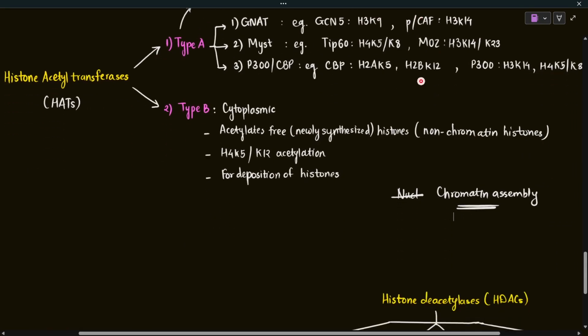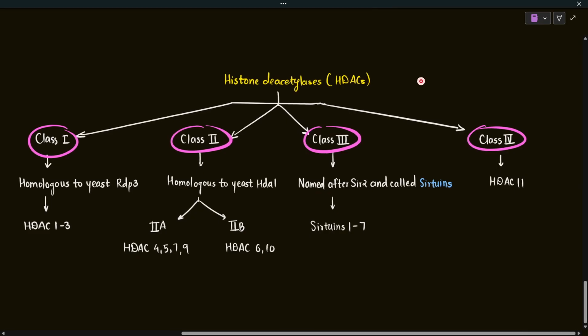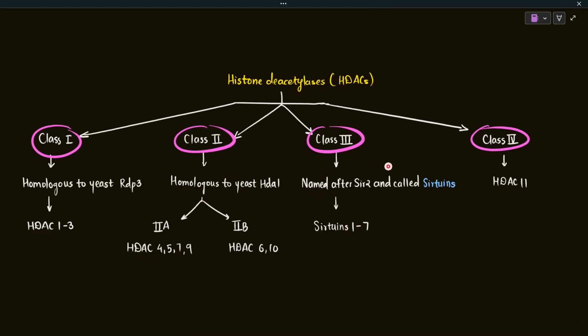Now let's take a look at histone deacetylases. There are different classes of histone deacetylases, the four classes: class 1, 2, 3, and 4. Class 1 is homologous to yeast RPD3, while class 2 is homologous to yeast HDA1. Class 4 has HDAC 11. Class 1 has HDAC 1, 2, 3. Class 2 has HDAC 4, 5, 7, 9, as well as HDAC 6 and 10.